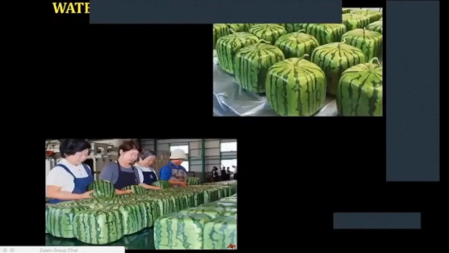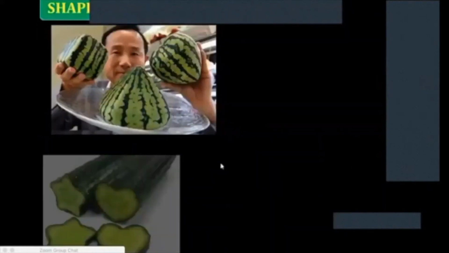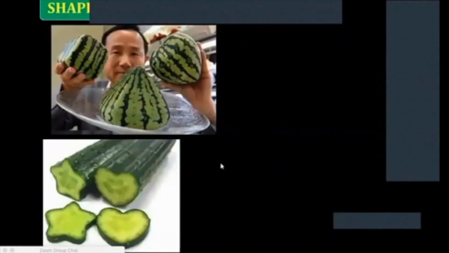So the shape and the size matter. I'm stressing on that. And not only watermelons, these days you can have whatever shape you want. You can have a square, a heart shape, a pentagon, a star shape, even cucumber. You can have a square apple. So no more teaching your kids that banana will be in this shape, mango will be in this shape, apple will be in this shape, never.